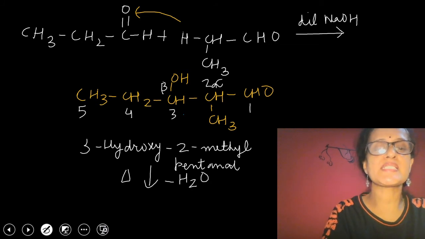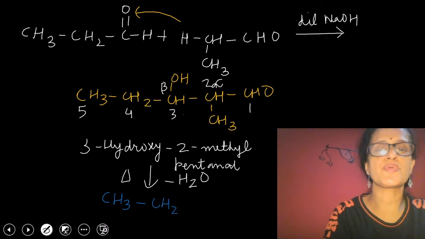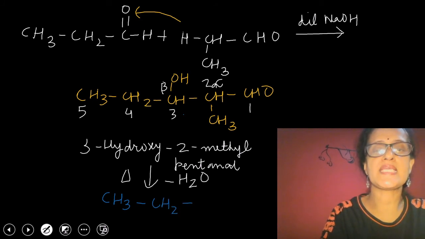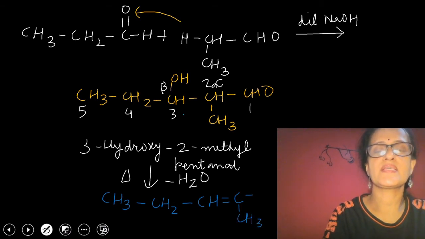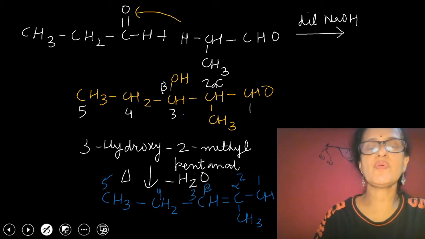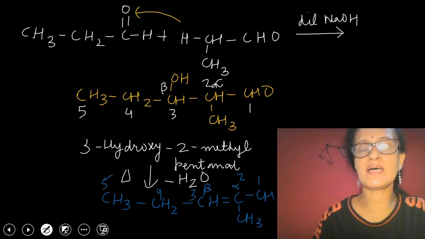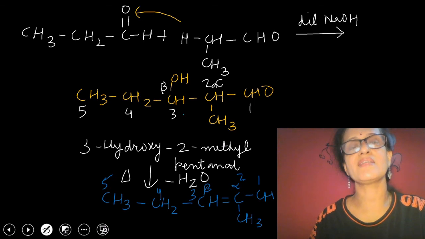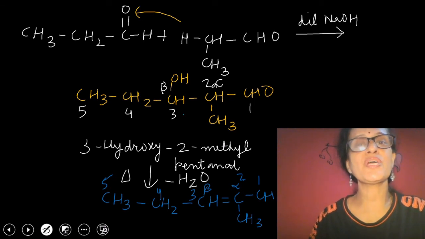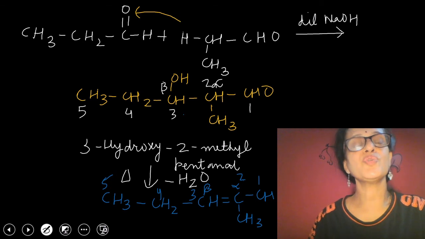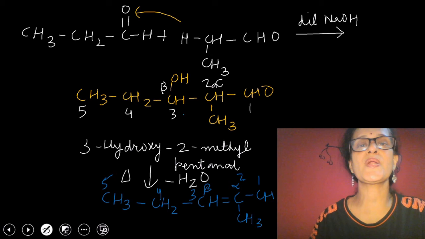So your product will be CH3, single bond CH2, single bond CH, double bond C, CH3, CHO. So the name of the compound will be 2-methylpent-2-enal. So we have formed the second product which was formed between two molecules of propanol. So this was also a result of self-aldol condensation.